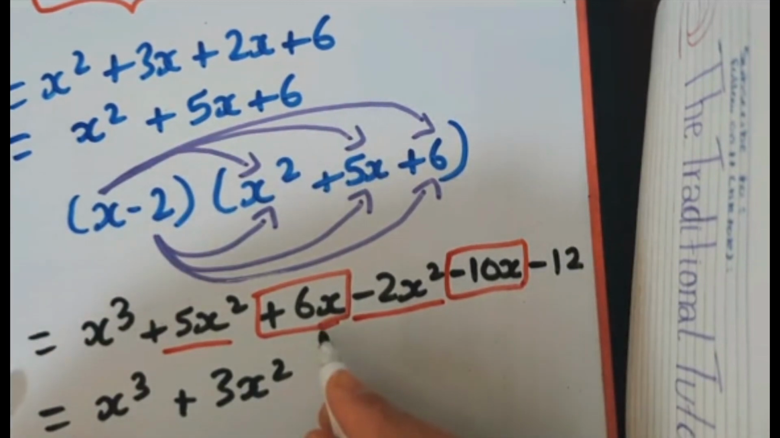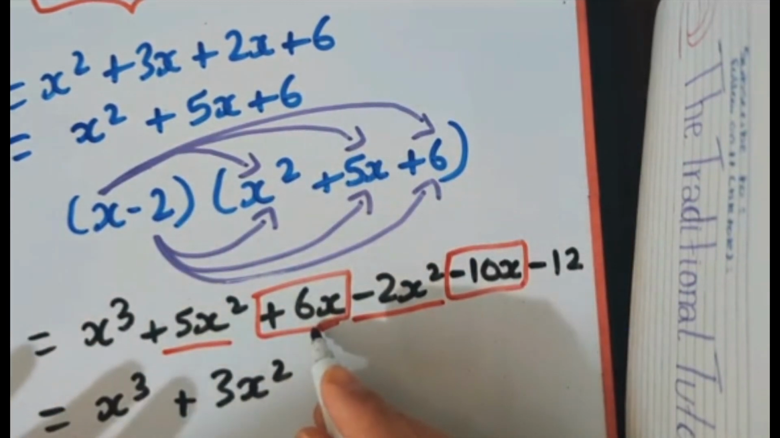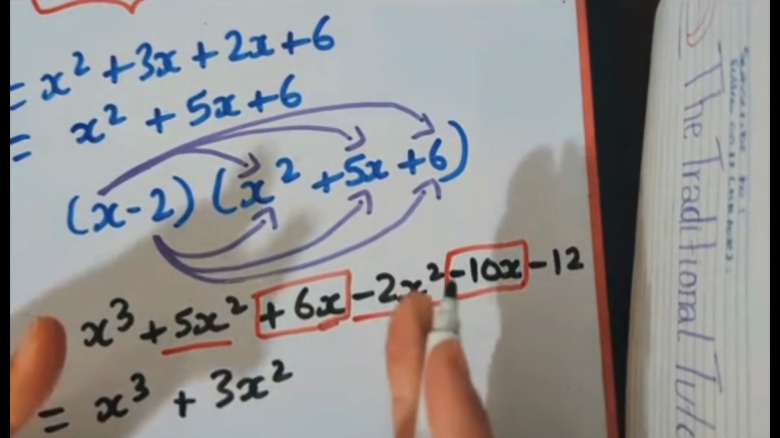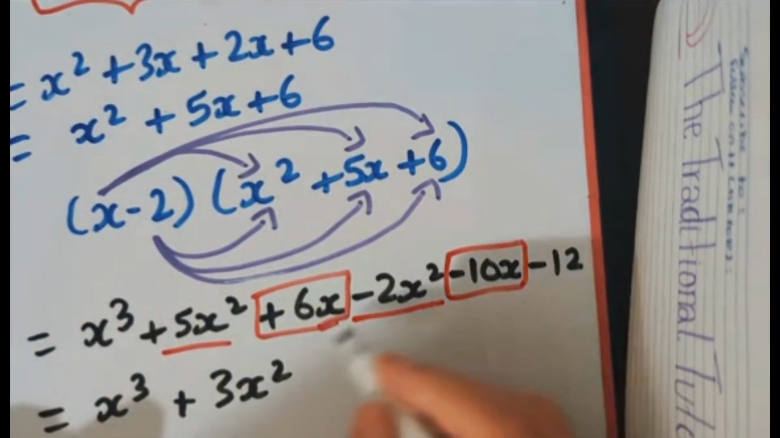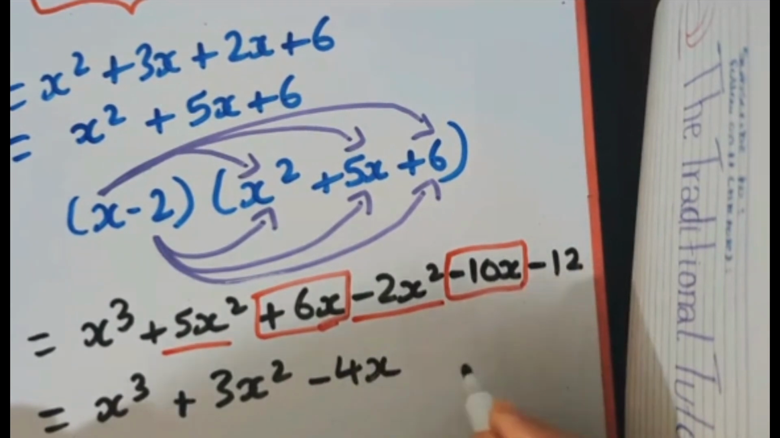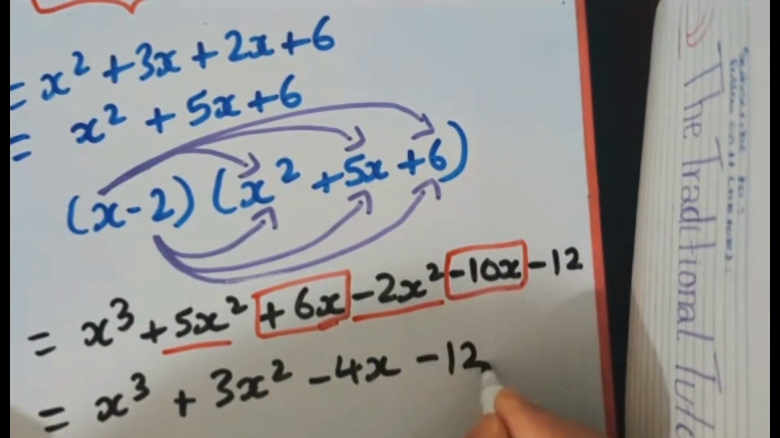So if you imagine this as you being on the plus 6 on your number line, and then you're taking away 10, so you're moving towards the left-hand side on your number line and you're getting more negative. So 6 take away 10 gives me negative 4x, and then lastly negative 12.